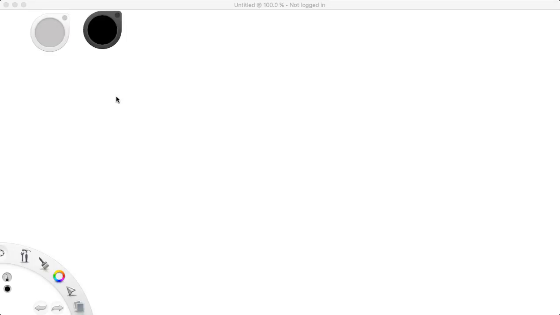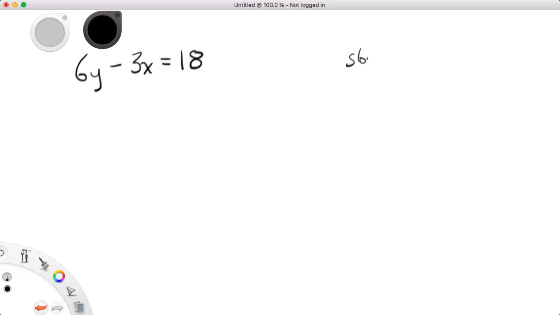Okay, so in today's power up, what is the slope of the line described by the equation 6y minus 3x equals 18? So this is going to go directly to what we were talking about yesterday, where we have a linear function in standard form and we want to put it into slope-intercept form.